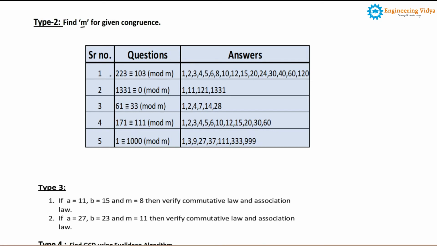Like in problem number 1, they have given 223 is congruent to 103 mod m, then what is the value of m? In problem number 2, they have given 1331 is congruent to 0 mod m, then what is the value of m? So in each and every problem we need to estimate the value of m so that the given congruence exists. I hope you understood the purpose of this type number 2 problem.